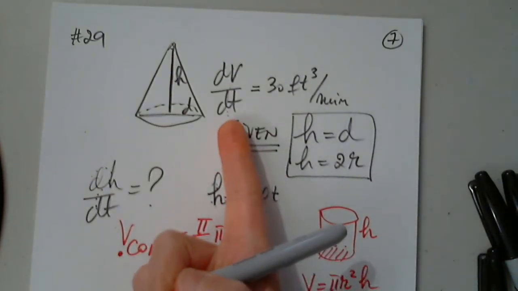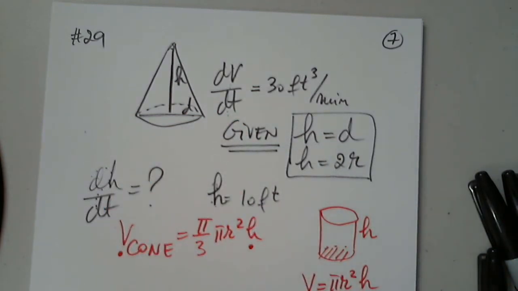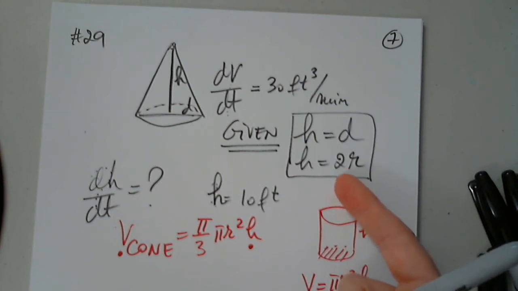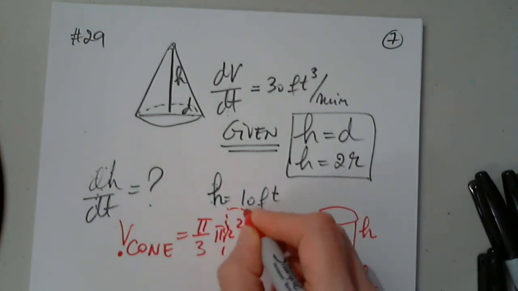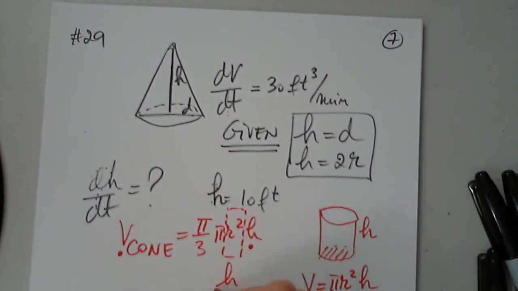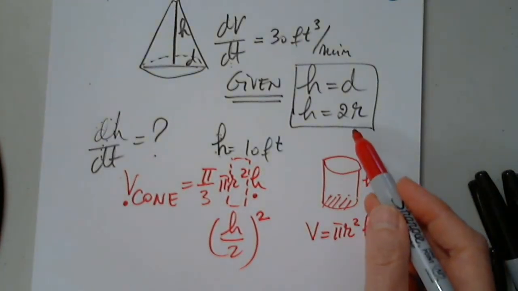And now I'm going to put a dot. The volume of the cone is changing. The height is changing. Not the radius. The radius does not change. So the radius is h divided by 2. I need to replace this by h divided by 2, everything squared, because it's given in the problem.